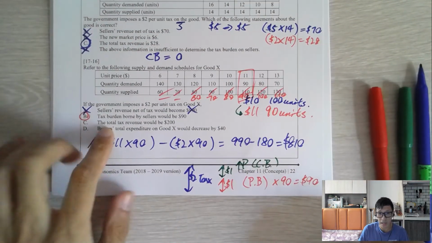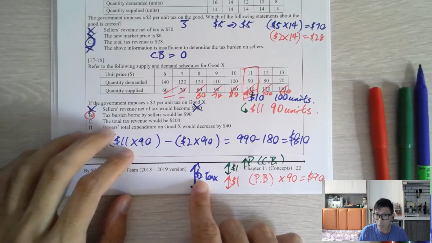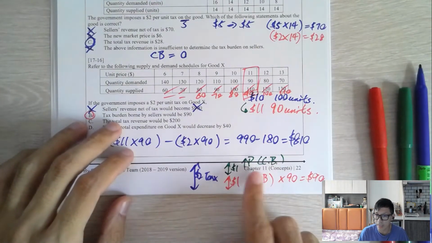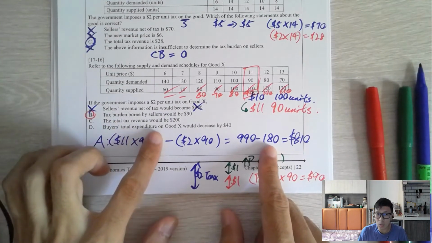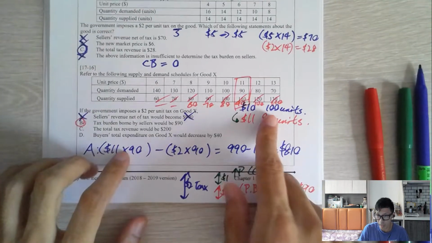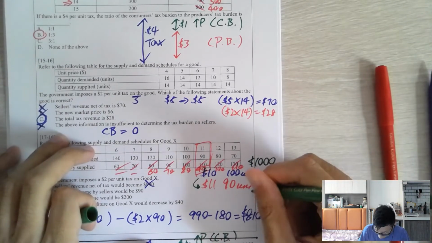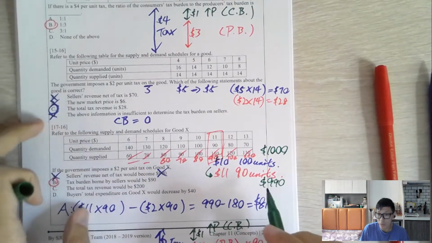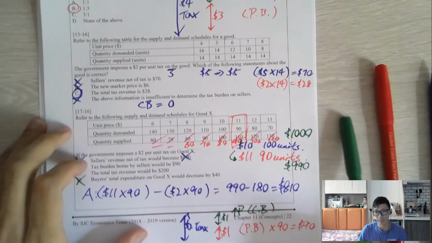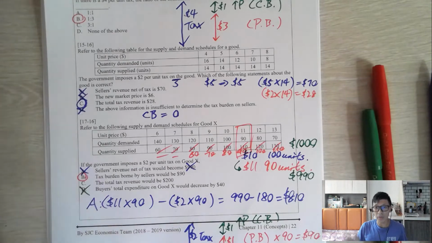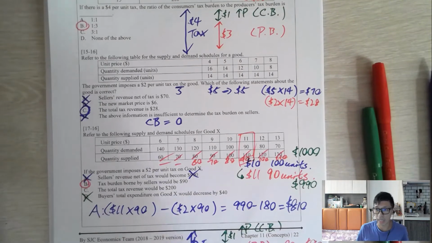我哋睇埋 C 同 D 啦。Total tax revenue will be 200. No, right? $2 times 90 units, it should be 180, right? And finally, buyer's total expenditure would decrease by 40. 計下咪知咯。Originally, 1,000. Now, 990 by consumer actually decreased by 10. Okay, not 40. Alright, so this would be the concept and calculation of the tax burden part.